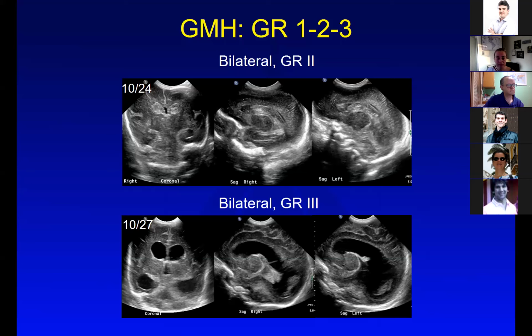And this is how this patient evolved. It progressed from grade 2 to grade 3 within 3 days' time. Now you can see ballooning of the ventricles with enlargement.